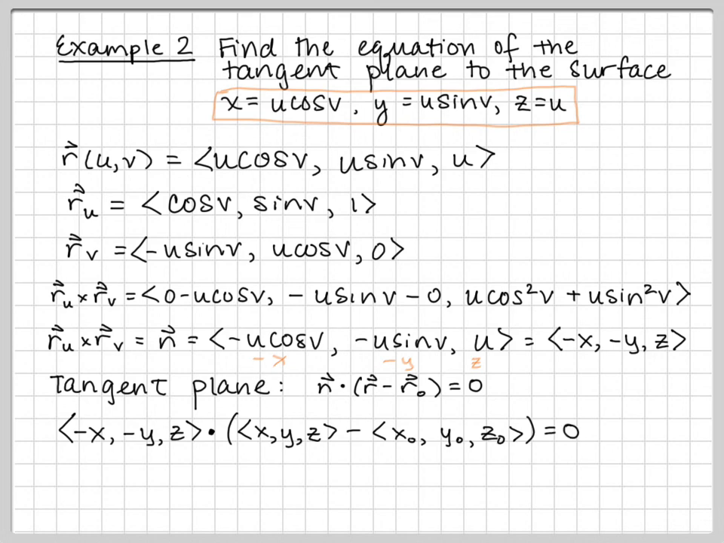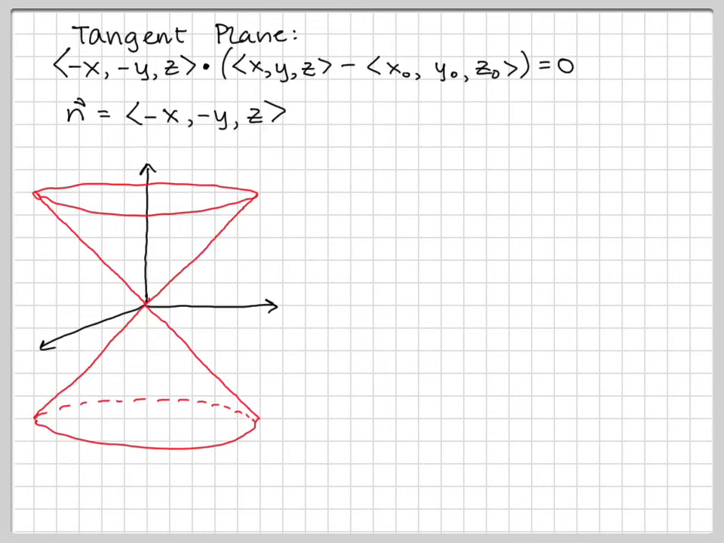Okay, so let's think about this. Let's look at a picture of our cone and think about what's going on here. So here we have a picture of our cone, and if we look at the normal vector, negative x, negative y, z, this normal vector is going to point upwards when z is positive, right? Because the z component is z. So when z is positive, this is an upward facing vector. When z is negative, the vector would point downwards, right?